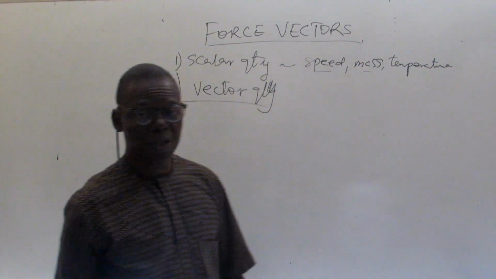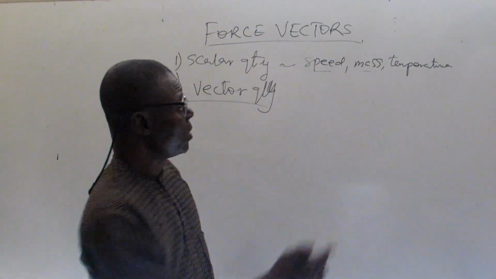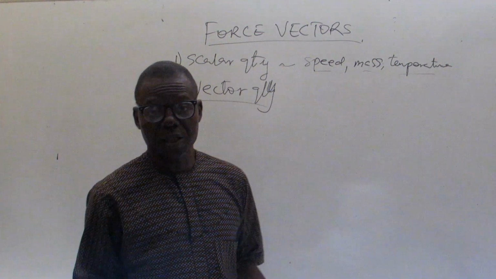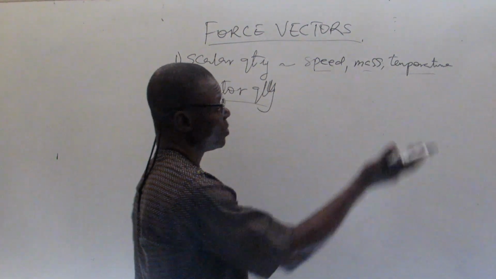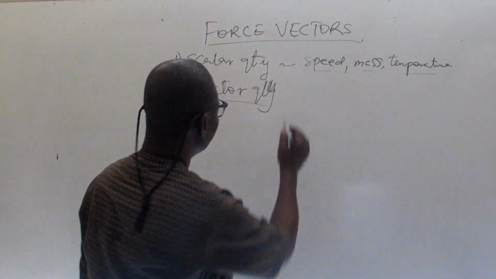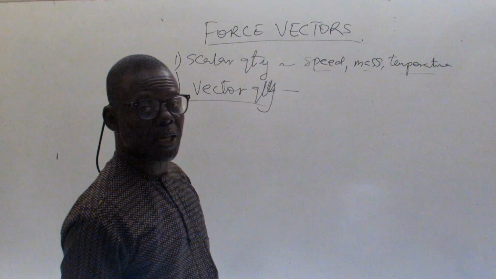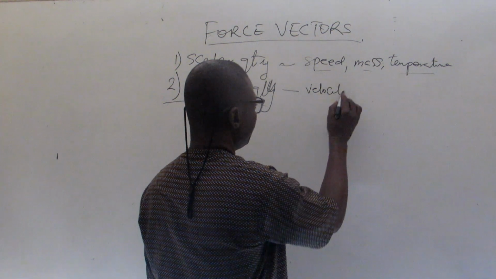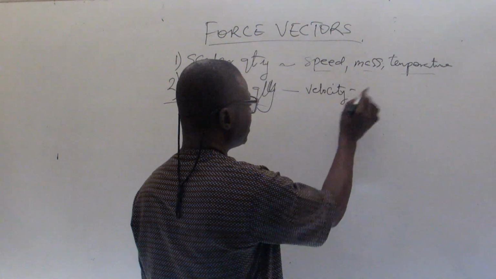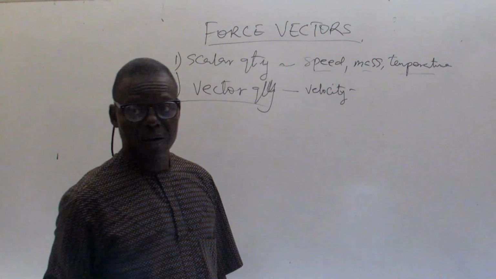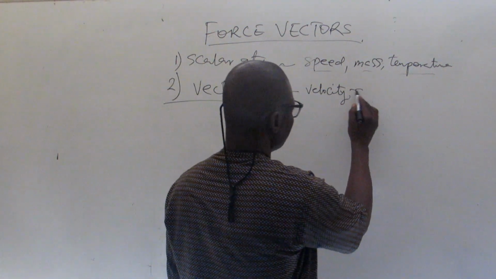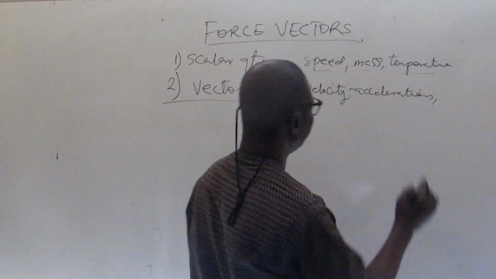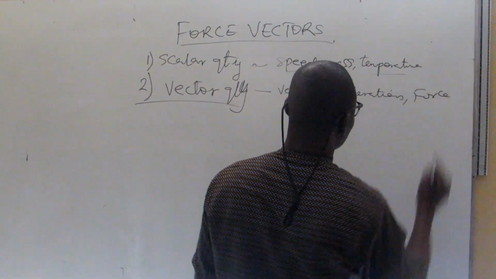Mass is the quantity of matter contained in the body, whereas temperature is simply the degree of hotness or coolness of a body, taken from a reference point. So it doesn't give you a direction. And then vector quantities are those that have magnitude and direction. Example is velocity. Velocity is a vector. Another one is acceleration. Acceleration is a vector quantity. Force is a vector quantity.